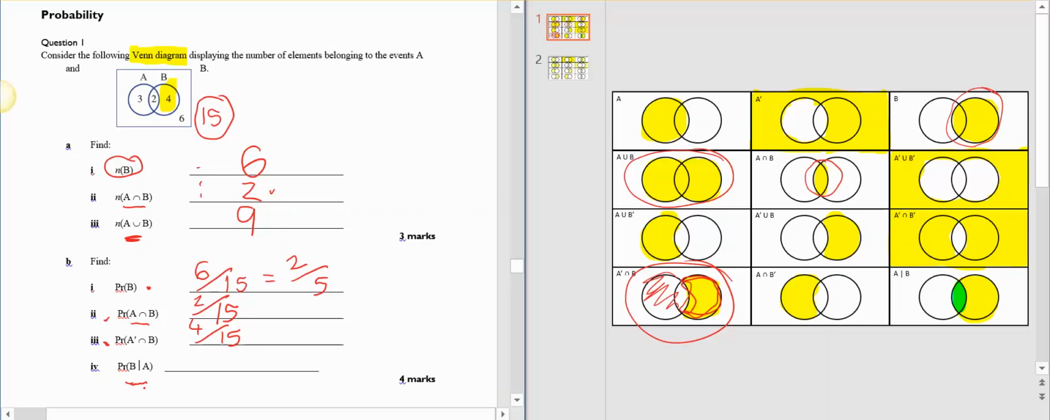The last question is the probability of B given A. Now you've got to think about this one. So B given A means, given that it's in A, which is those 5, what's the probability of it being in B? Well, if we're only thinking about these 5, there are 2 that are in B and there's 5 in total. So we say it's 2 over 5. The probability of it being in B, given that it's in A, is 2 out of the 5. And there you have 7 marks.